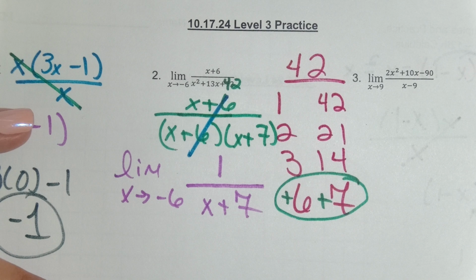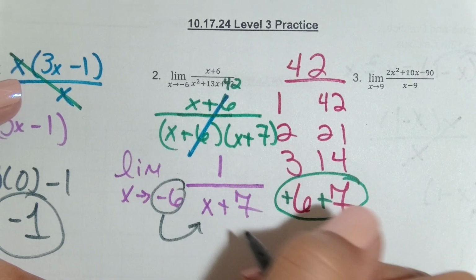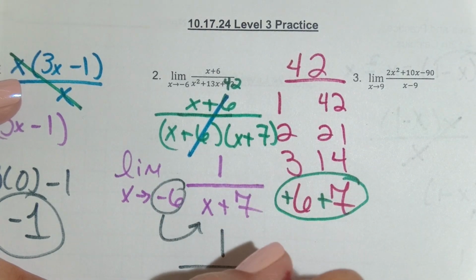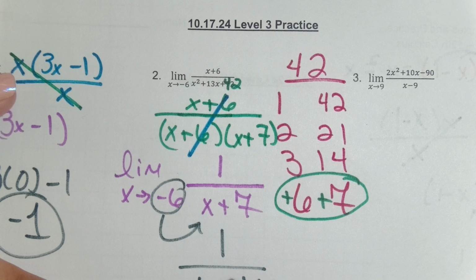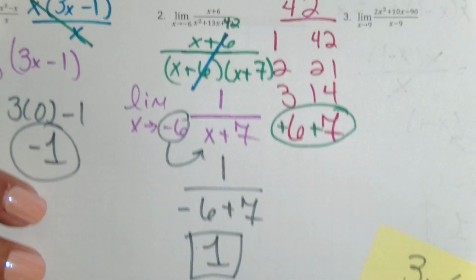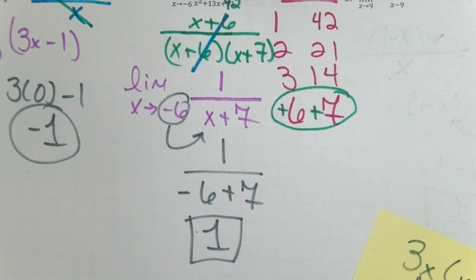Now what? Evaluate. How do I evaluate? Substitute. So it's going to be 1 over -6 plus 7. And that gives me +1, I believe. Can somebody put that in their calculator and make sure? Yeah, thank you. Questions? Are we sure? We're sure.